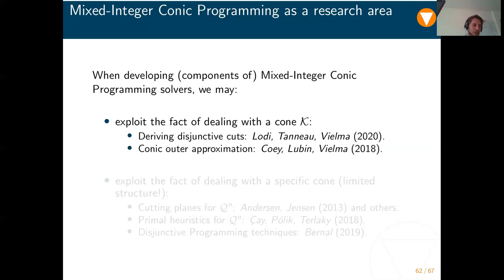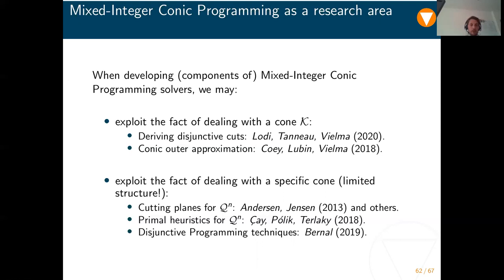We could either exploit the structure of having a cone, so we could try to exploit things that we know for a general cone, or we could exploit the very specific structure of one fixed cone. This goes a bit in the direction we had before. When you focus on few cones, you can look at them one at a time and try to design specific things that work well for this particular cone. That's one reason where not having too many cones is certainly an advantage.